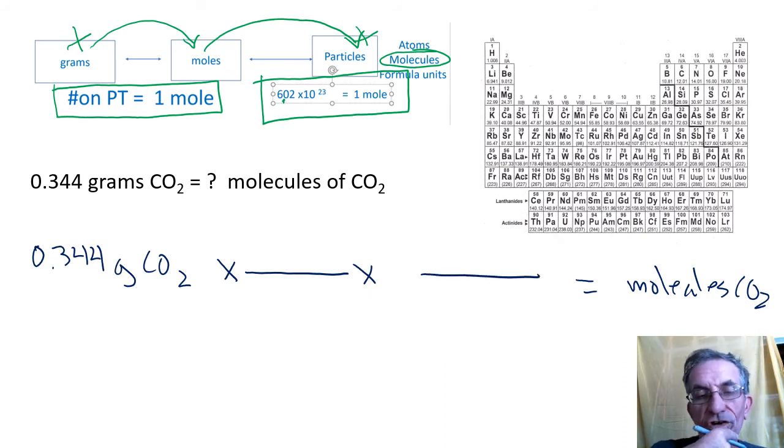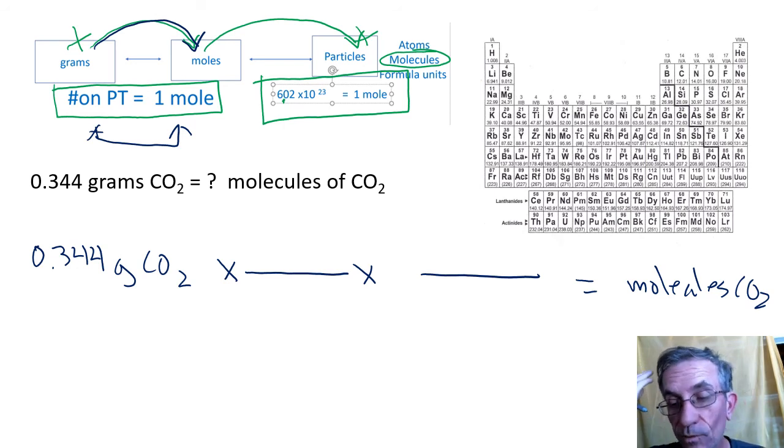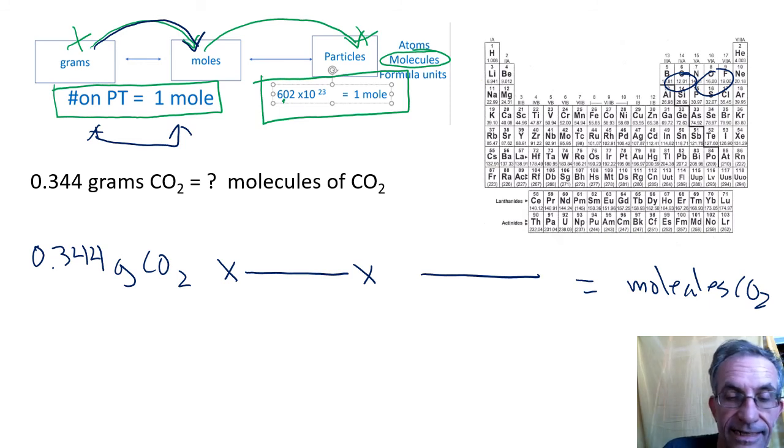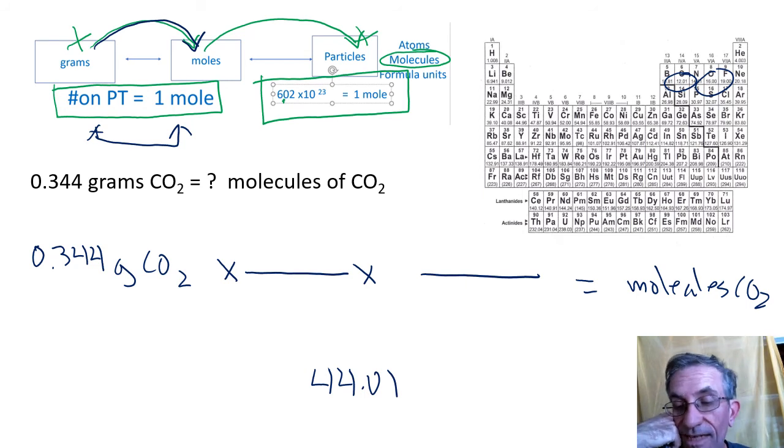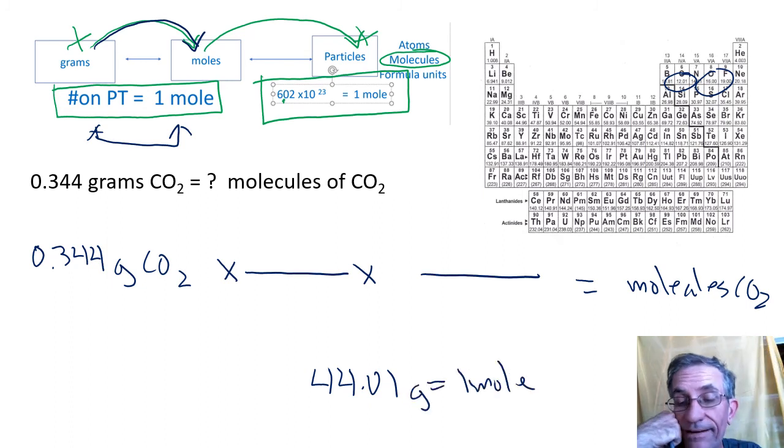Grams to moles first. That means we're going to use our periodic table first. Now, in the interest of not boring you to death, we already added up the weight off the periodic table for carbon dioxide. It was a carbon and two oxygens, and when I added them up, I got 44.01. That's how many grams it takes to have a mole. So the weight off the periodic table, remember, always write grams next to it. 44.01 grams is a mole.